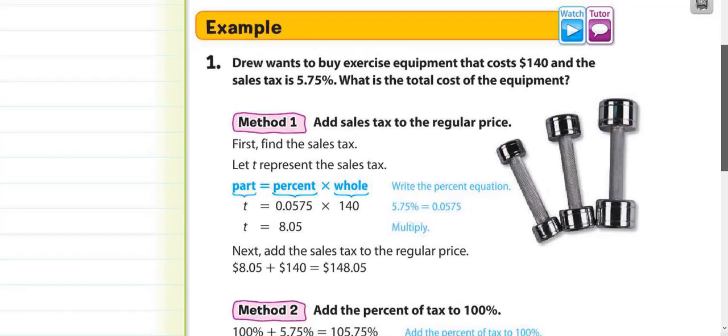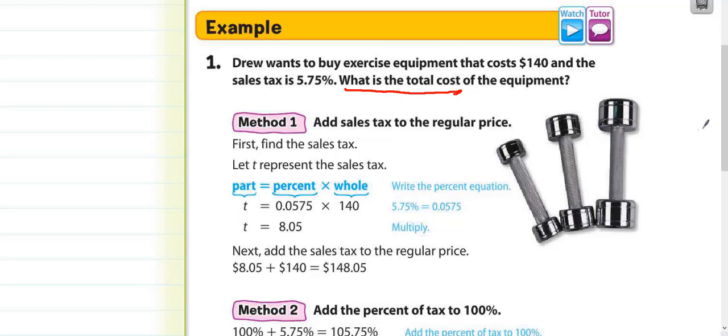So here's an example. Drew wants to buy exercise equipment that costs $140. The tax is 5.75%. What's the total cost? Notice anytime you're looking at tax, this is really the question. What's the total cost? Because that's what you pay. You can't just walk in and say, hey, I like that exercise equipment, here's $140. They're going to say, hang on, sir, you need to also pay us 5.75% tax.